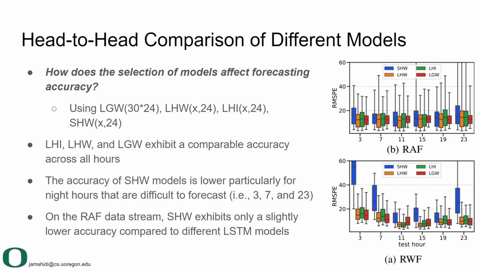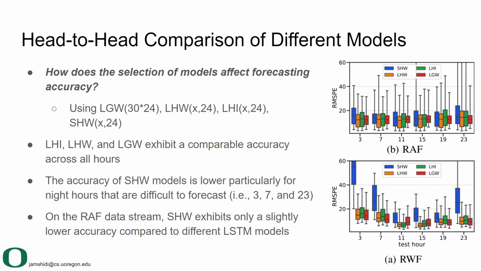The next question that we want to answer is: how does the selection of models affect the forecasting accuracy? In order to answer that, we have a head-to-head comparison of our different models, including our LGW, the generic model, trained for 30 days. We trained our LHW, we passed 24 hours. LHI, we passed 24 instances. And SHW, we passed 24 hours.